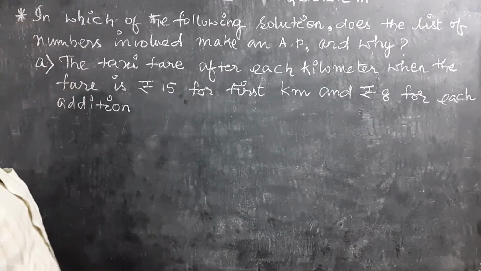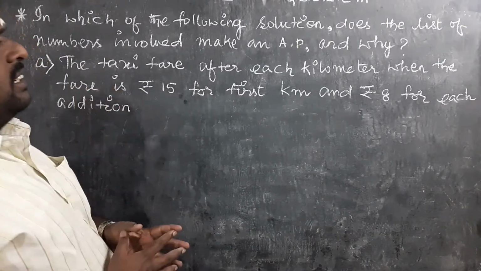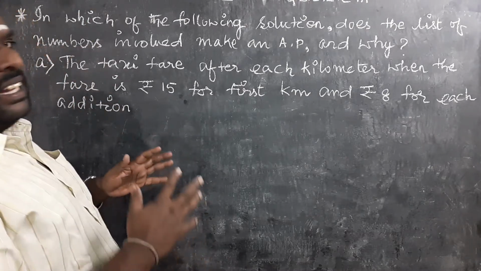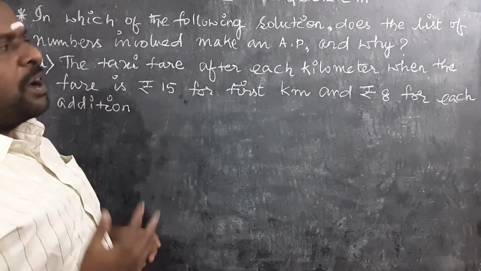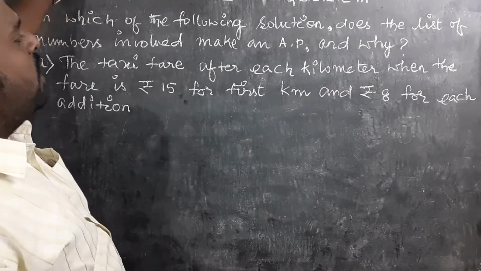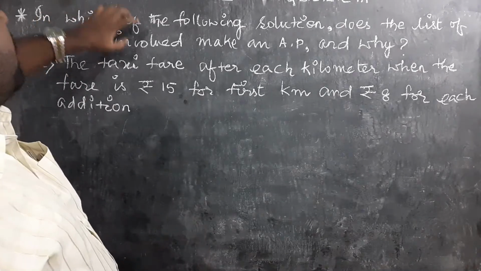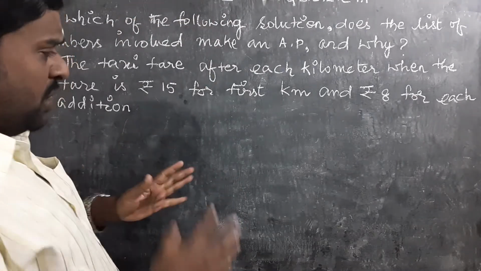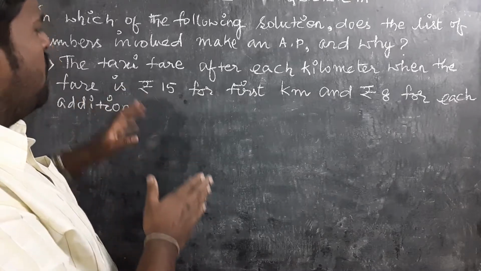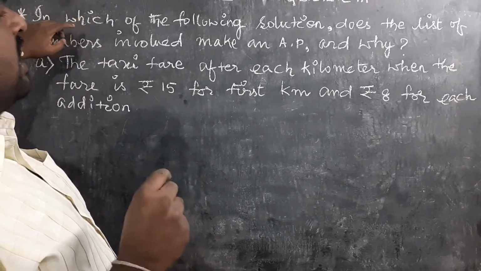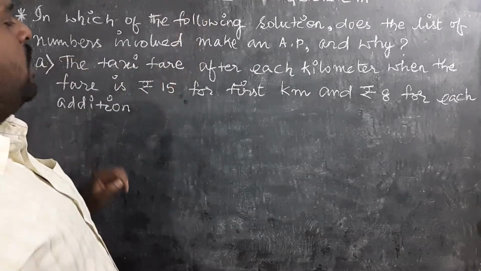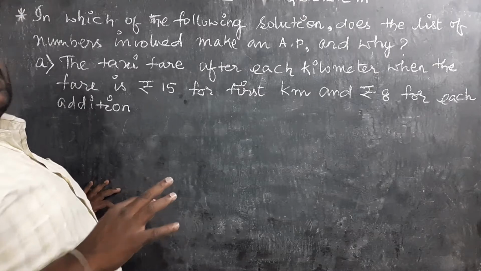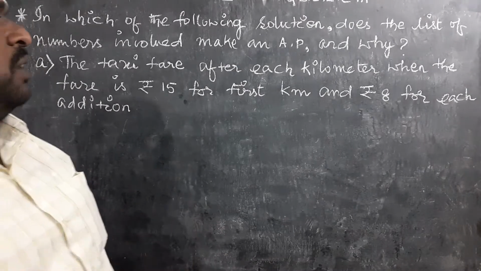Now it's very clear. In which of the following situations does the list of numbers involved make an AP, and why? They have given you around 4 problems. We want to list the numbers involved in making an AP. What are the list of numbers involved in the AP? If it is an AP, you should give the reason why.